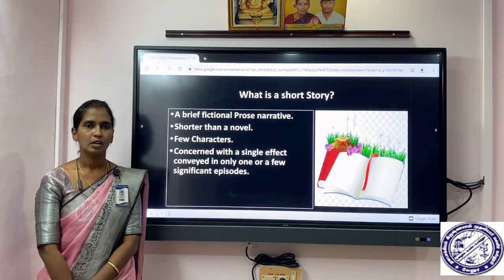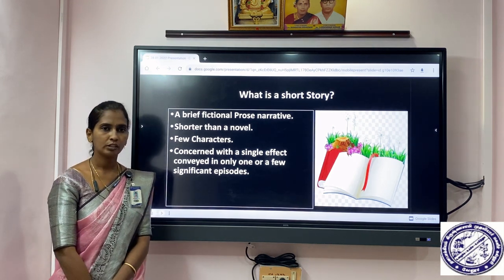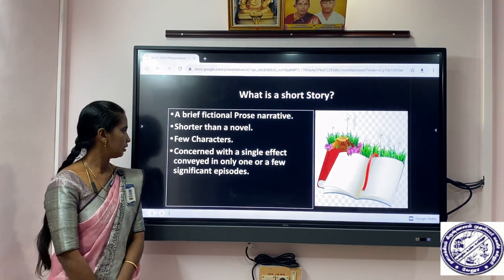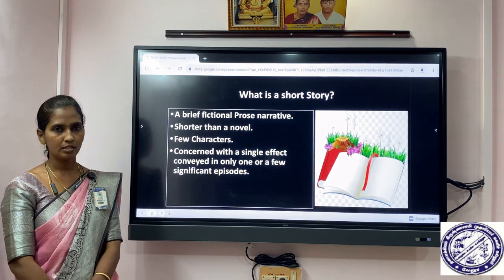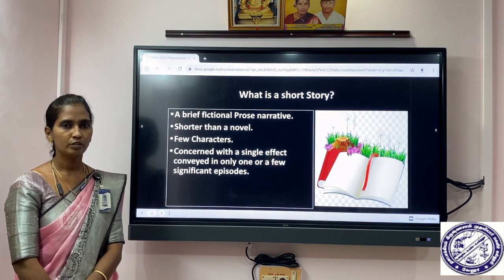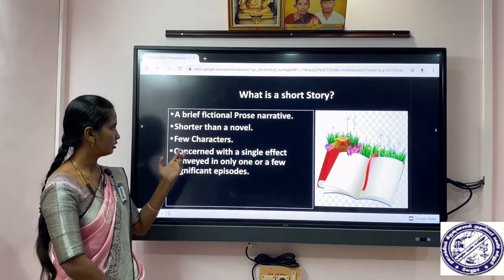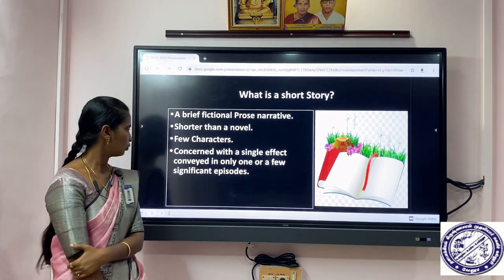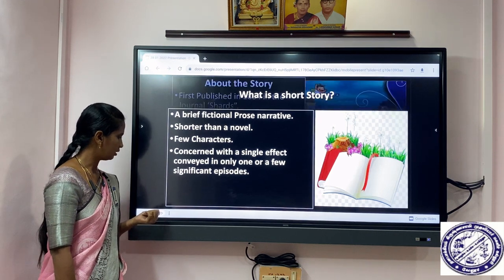So what is a short story? A short story is a brief fictional prose narrative. It is shorter than a novel and it deals with very few characters, and it is concerned with a single effect conveyed in only a few significant incidents which can be read in a single sitting. The short story we are going to discuss, Chameleon, is just 4 pages. It can be read in a single sitting, and we have very few characters, around 5 to 6 characters in this short story. So with that small intro, I will tell you about the short story Chameleon.